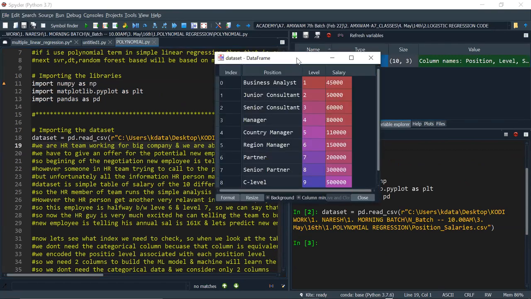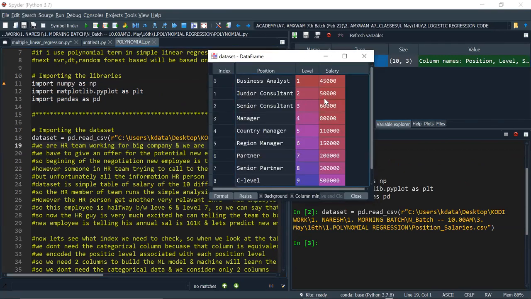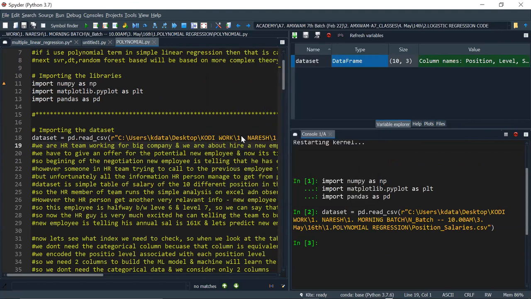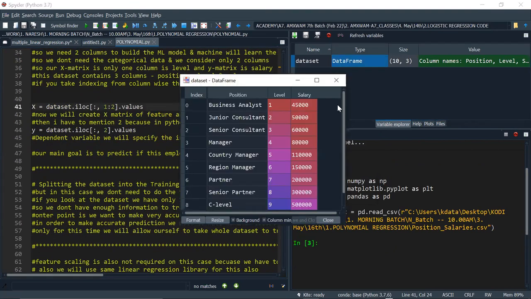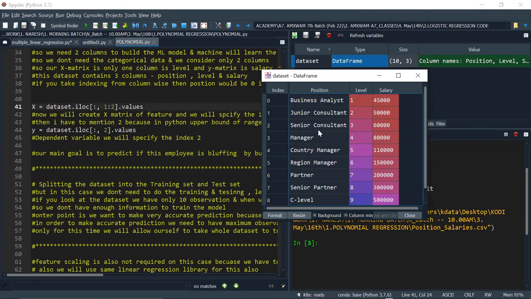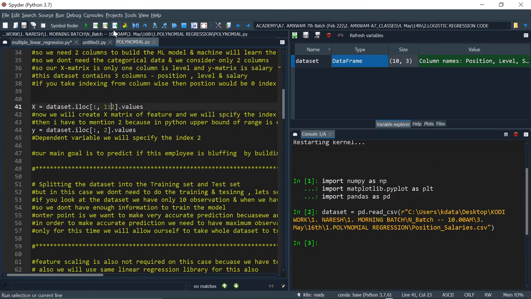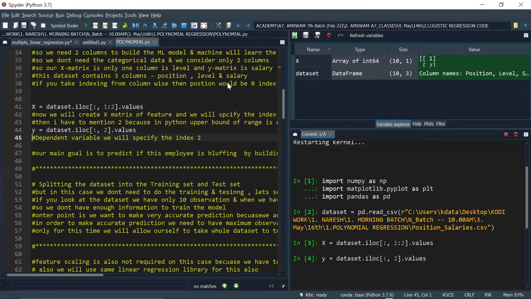Which one is not important? Positions and level. Which one is not important? Positions, because yesterday I explained this one. And 1:2 means what? I want the independent variable as the level. So I do not want this one, and I don't want this one as well. Let me select the independent variable and the dependent variable. So the data frame is split into 2 parts.